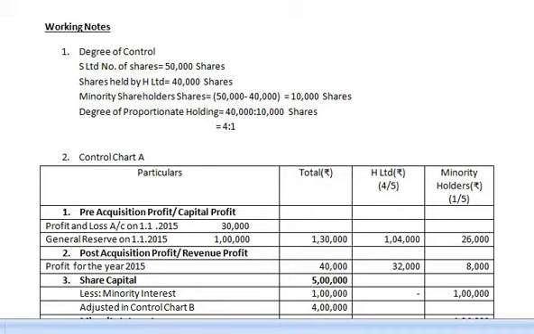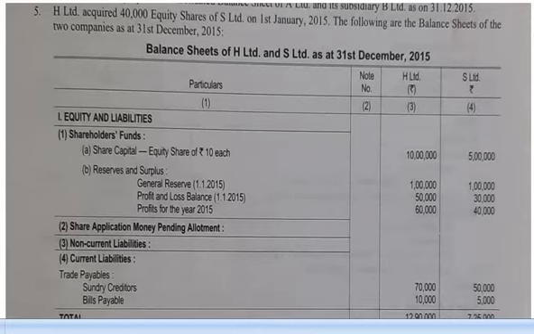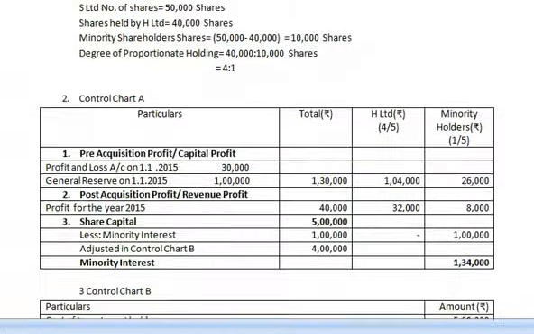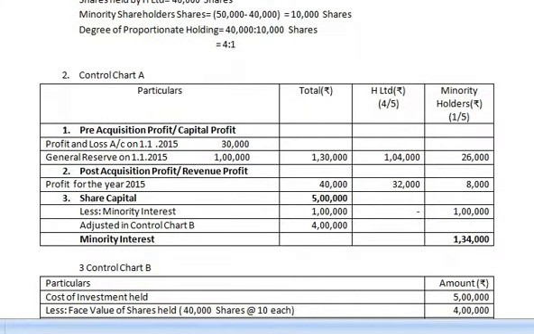Then the second thing that we have to do here is the post acquisition profit or the revenue profit. Under the post acquisition profit or the revenue profit, we have to take the profit and loss account and the general reserve during the year. Now, if you look at the problem, the post-acquisition profit in this case will be only the profit for the year 2015, which is rupees 40,000, and this 40,000 will have to be shared between H Limited and the minority holders in the ratio of 4 to 1, in which H Limited gets 32,000 and minority holders will get 8,000. Then the third one will be the share capital.